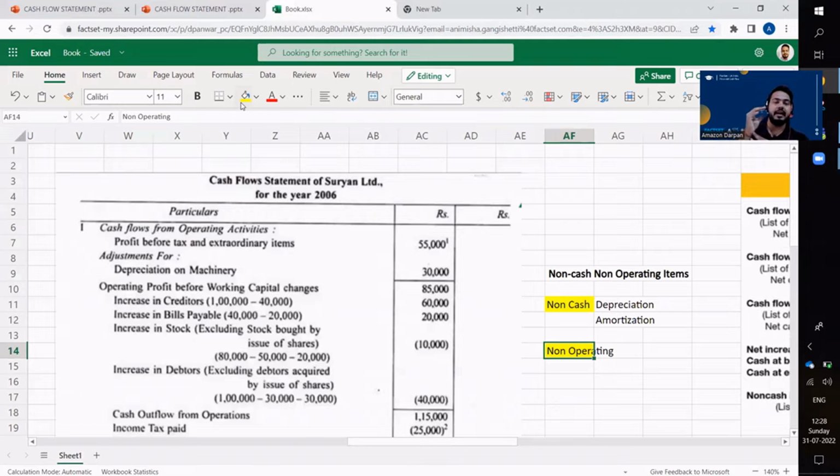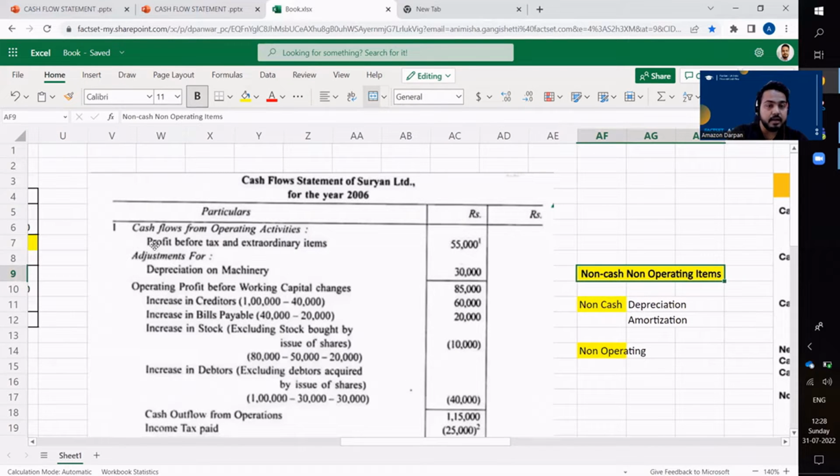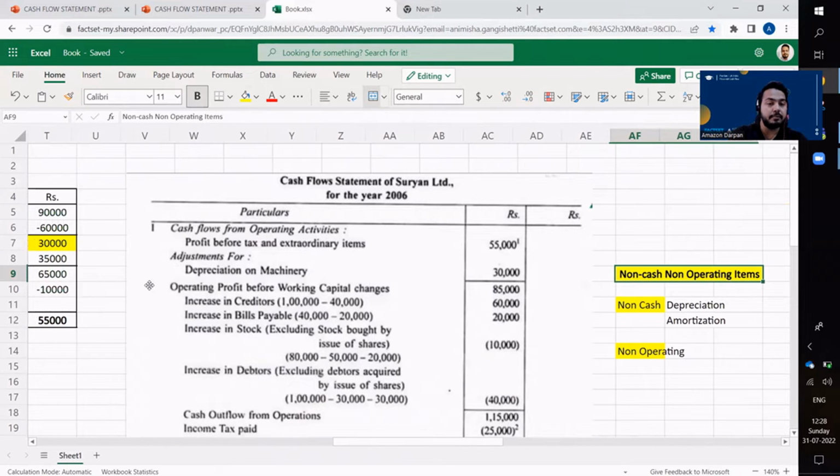We have the net profit balance. Now we'll adjust the non-cash and non-operating items from this list. Okay, so we'll move on with the question again. So first, what did we do here? We wrote the profit figure here, and we are trying to compute the profit figure.